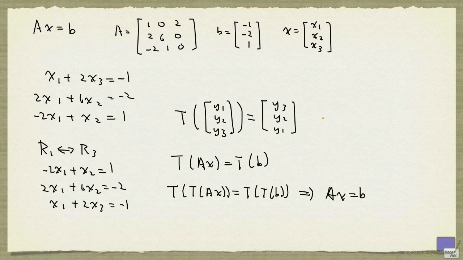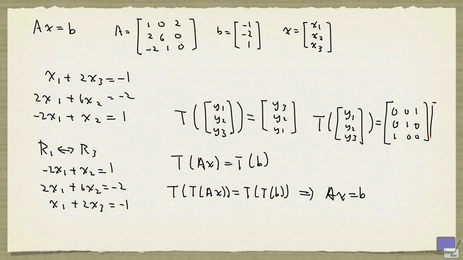Now notice that we can rewrite T as follows. So T of y1, y2, y3 can be written as the matrix 0, 0, 1, 0, 1, 0, 1, 0, 0, followed by y1, y2, y3. And it's not difficult to check that this here indeed gives you this. So this is the matrix that represents the linear transformation T. And this matrix can be obtained from the identity matrix by interchanging rows 1 and 3.